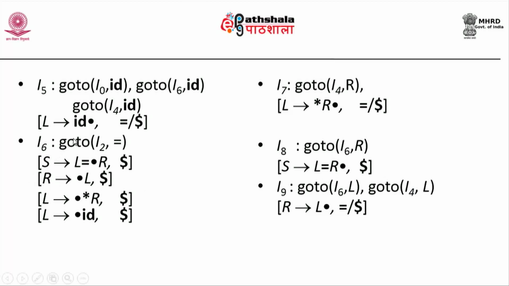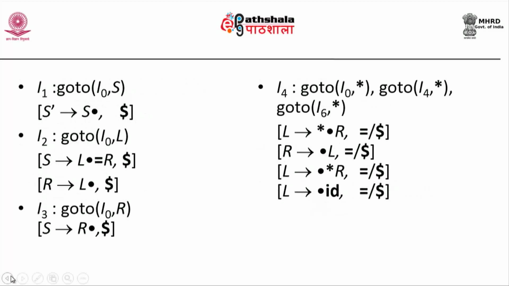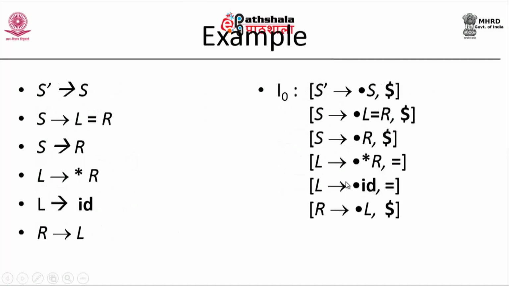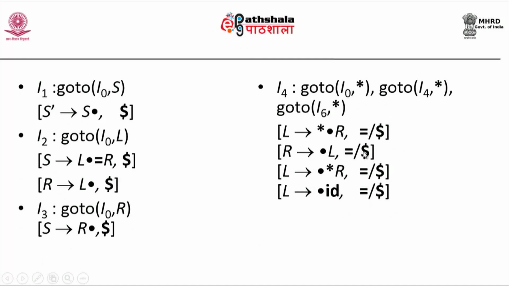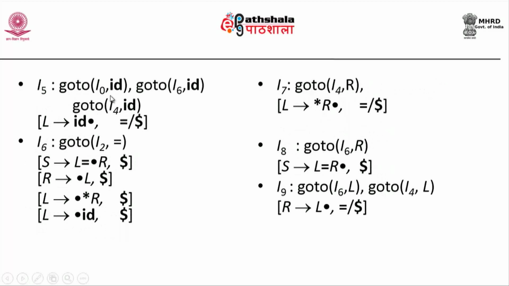Similarly, L produces ID dot, equal to slash dollar. So here if you look at it, this has got an equal to slash dollar. If I look at I naught, it has got only an equal to. Again I am combining them together. So I naught on ID will be simply L produces ID dot with the equal to alone. Here I am combining it with this dollar, so that results in a new item, call it L I5. So I naught comma ID, I6 comma ID are two different things. I4 comma ID is a combination of these two.